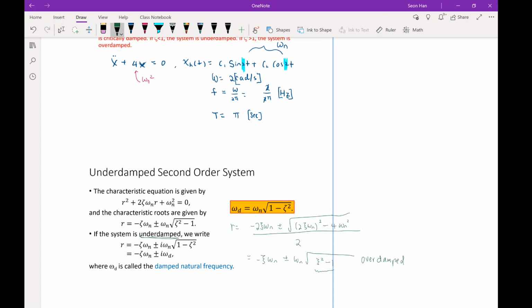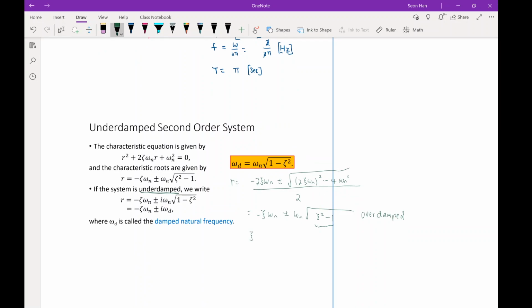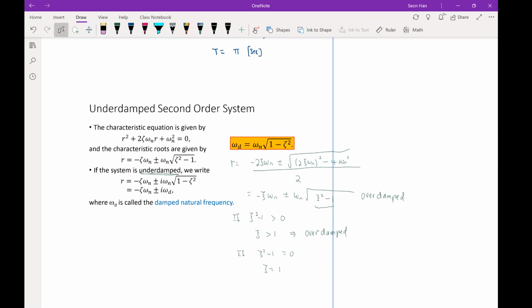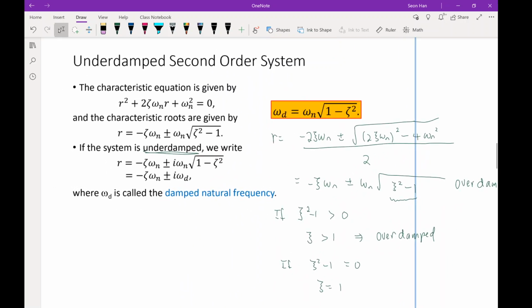So you can see from this expression, if zeta squared minus 1 is greater than 0, which means that zeta is greater than 1, and zeta, by the way, is a positive number because we're assuming m, c, k are all positive numbers, then we have an overdamped system. And if zeta squared minus 1 equals 0, that means that zeta equals 1. I'm dropping the negative 1 because we already assume m, c, k are all positive. Then you have a repeated root, and so you have a critically damped system.